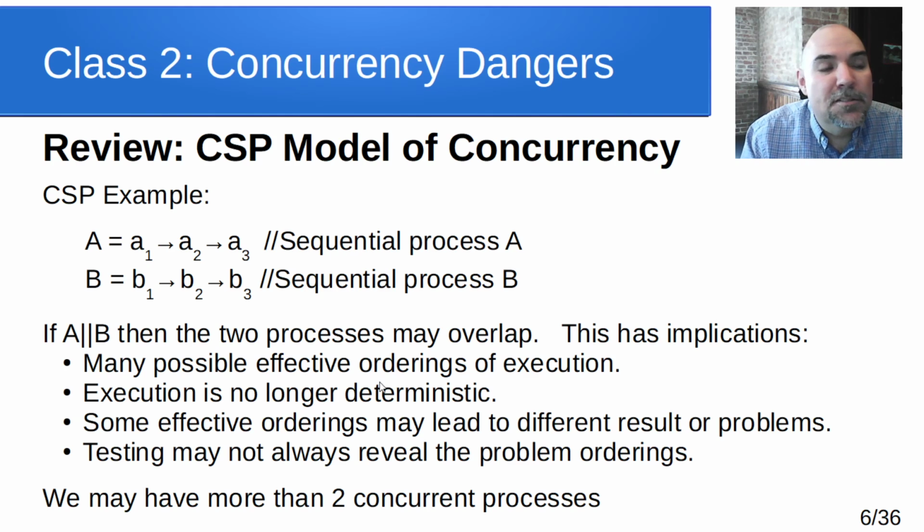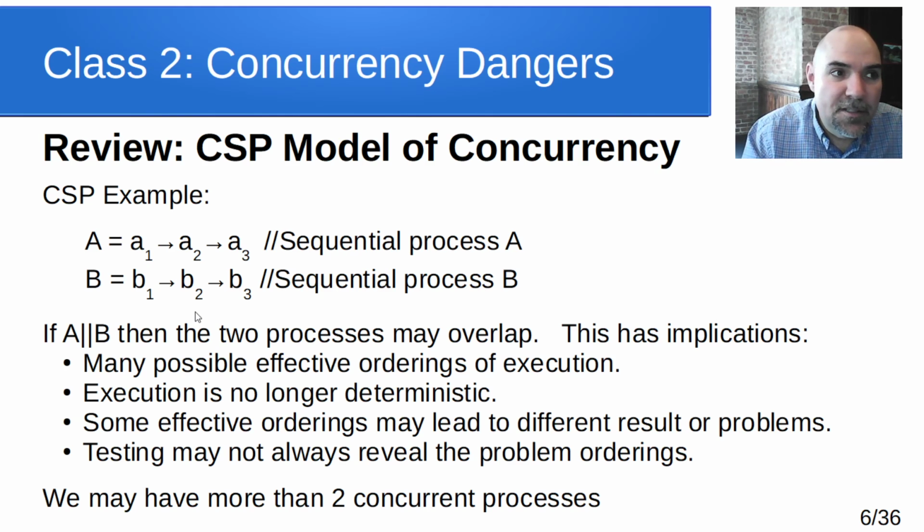And the next time I run those two processes concurrently, it might be a different ordering. And there can be a whole lot of those different possible orderings, especially when we get to a larger number of processes or processes that have more than 3 instructions each, like we show here. So some effective orderings might lead to different results or incorrect results. Some of them might lead to problems where the system locks up or something like that. And all of that stems from the non-determinism.